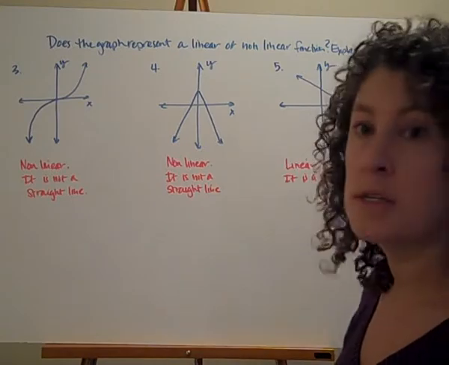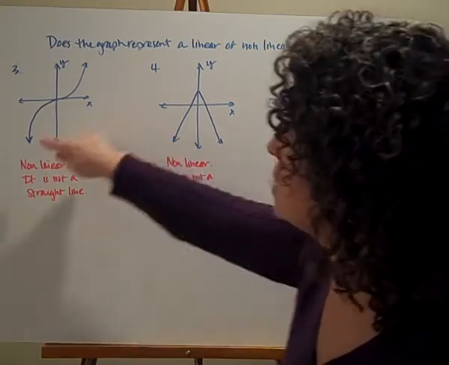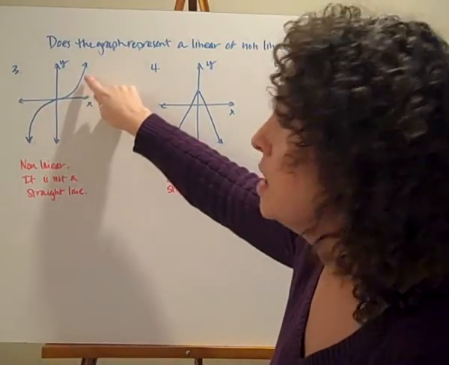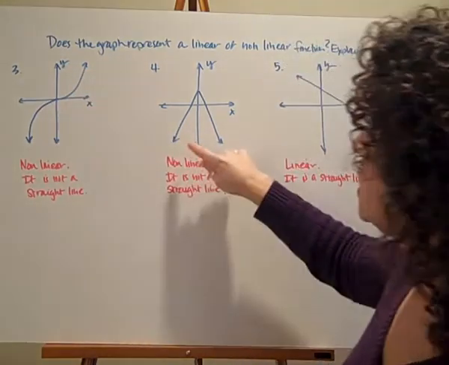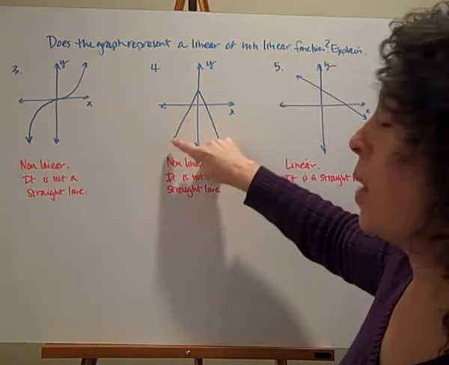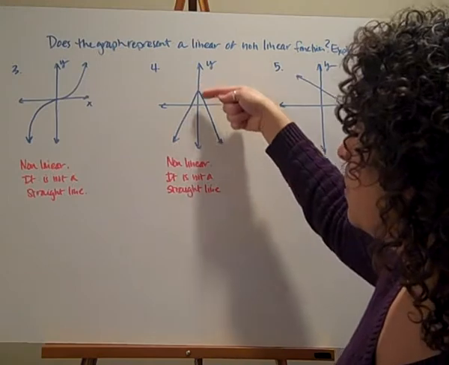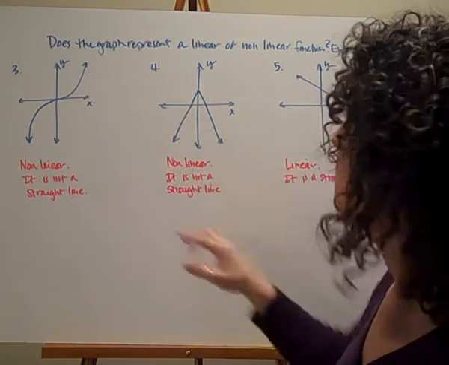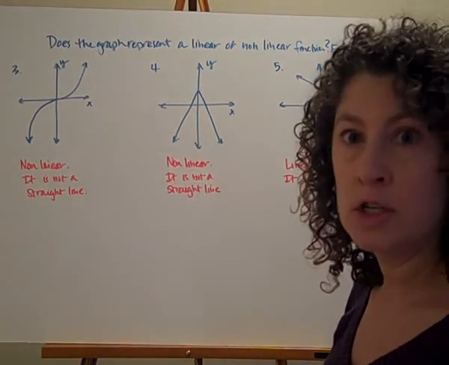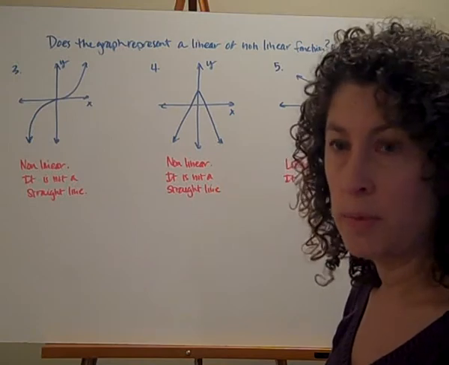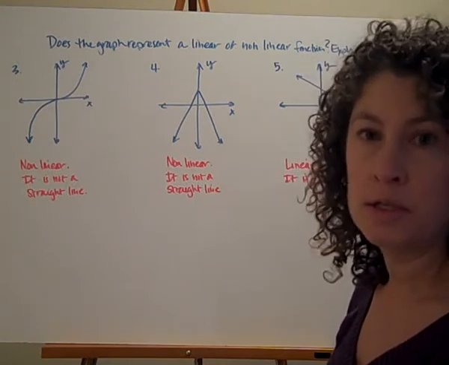Whereas nonlinear does not have a constant rate of change. So you'll notice here we don't have a constant rate of change as we go through the entire function. Here, same thing, we don't have a constant rate of change. Part of this has a positive slope and part of this has a negative slope. So these are non-linear functions because they do not make one straight line on my coordinate plane and they do not have a constant rate of change.